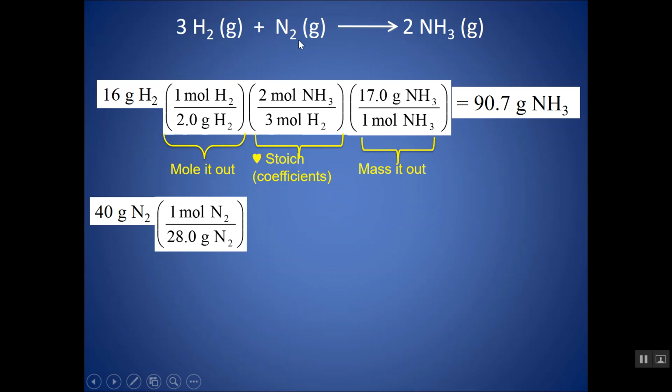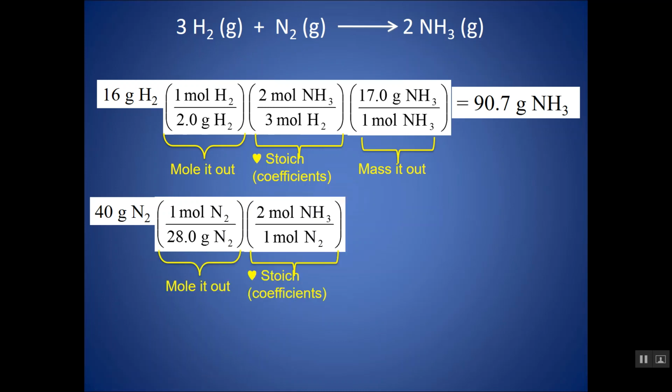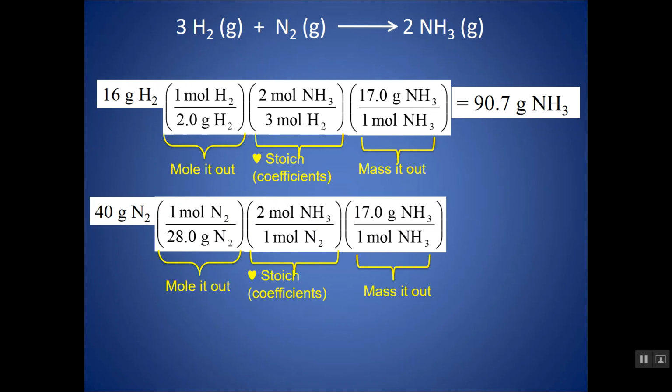Now I can convert from moles of N2 nitrogen gas into moles of ammonia with a 1:2 ratio. Okay, and since they're asking me for mass, might as well mass it out. And now I get that 48.6 grams of ammonia could be produced.